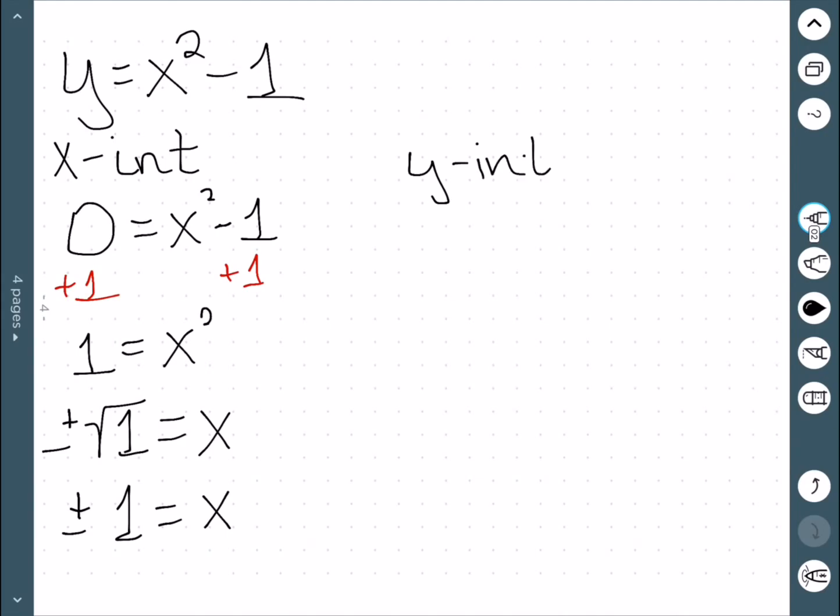For my y-intercepts, this time I let x be equal to 0. 0 squared is 0, minus 1 is -1. So I have one y-intercept at -1.